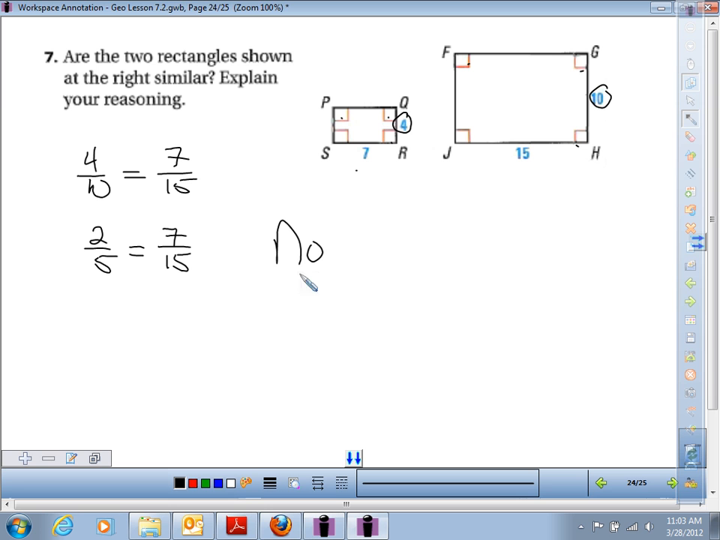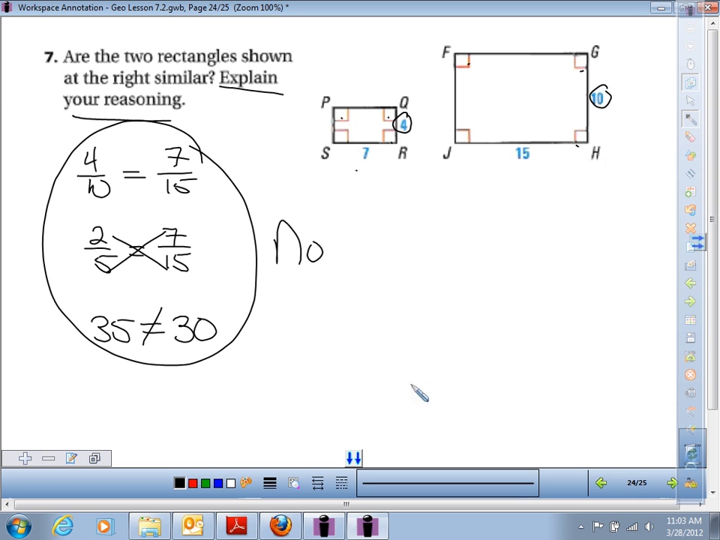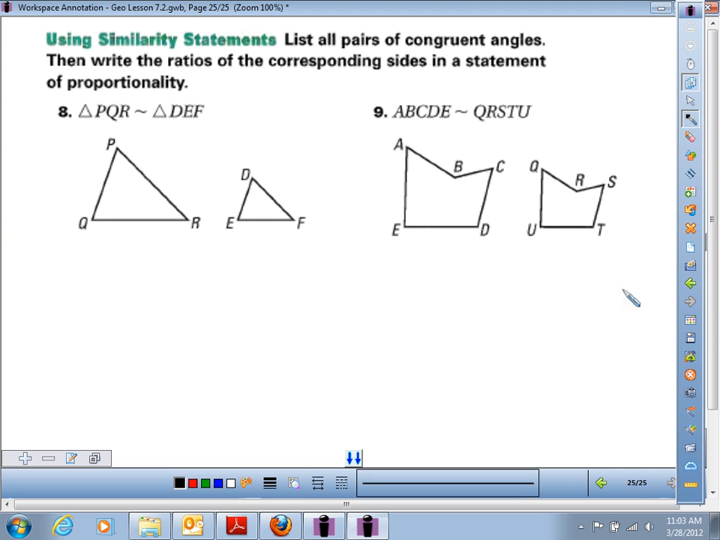Well, no, they're not. Now, if you're not sure, watch this. 7 times 5 is 35. That should equal 2 times 15, which is 30, and it's not. So are they similar? No. Now, explain your reasoning. We're done. There's your explanation right there. That's all you need, and no. Right? Now, 8 through 9.